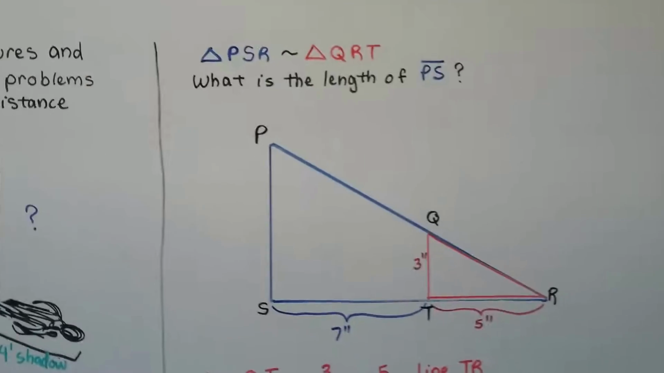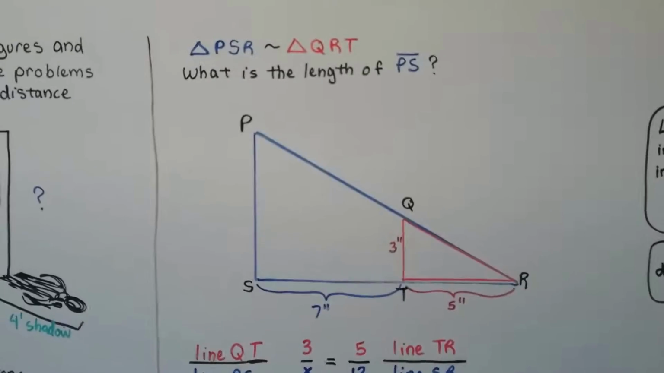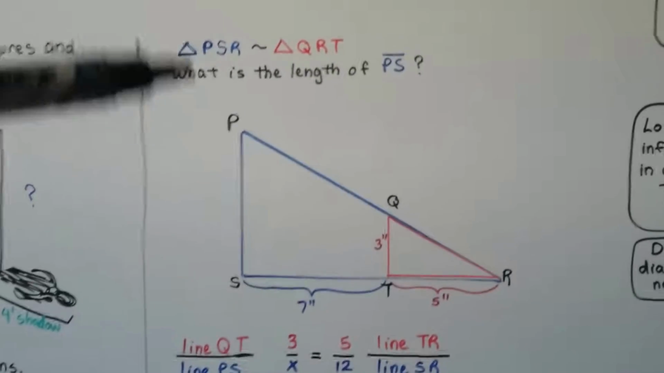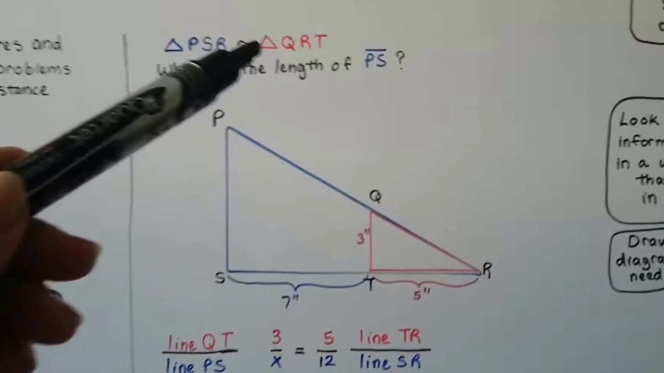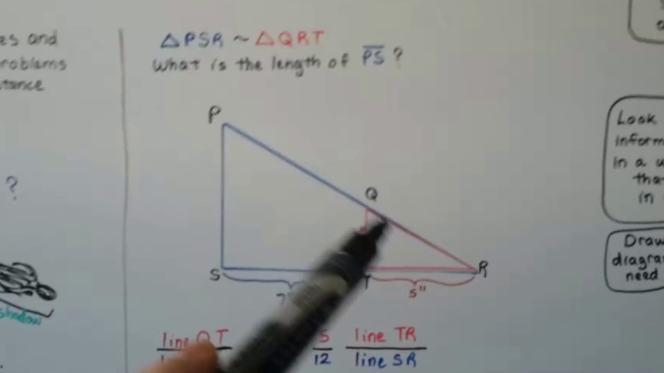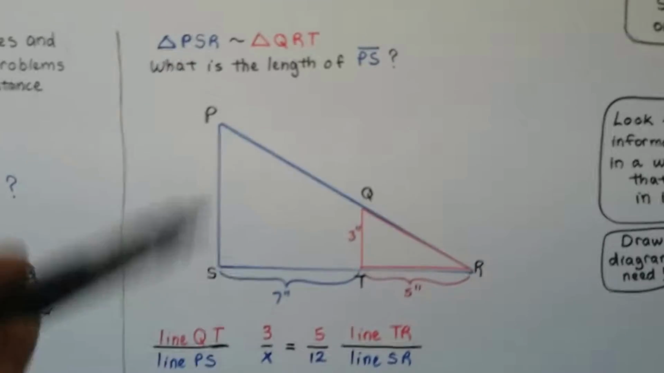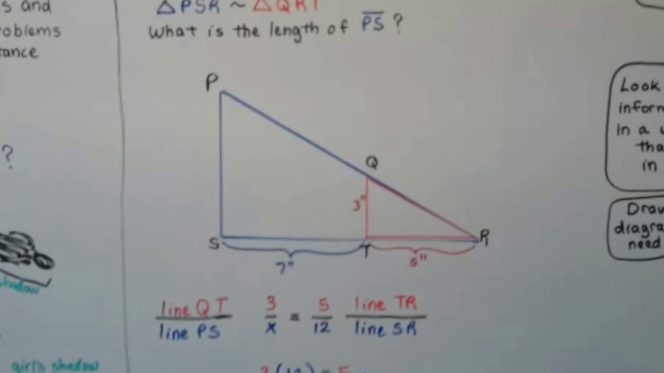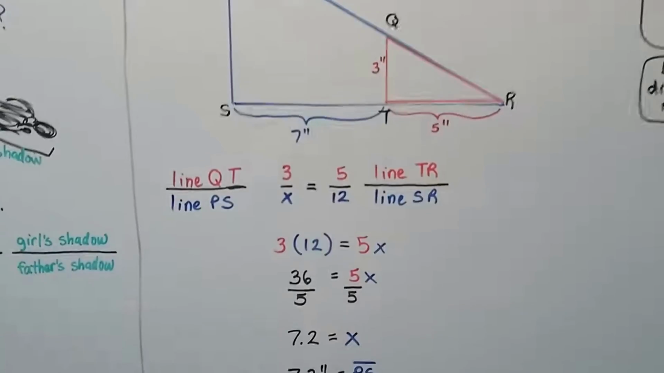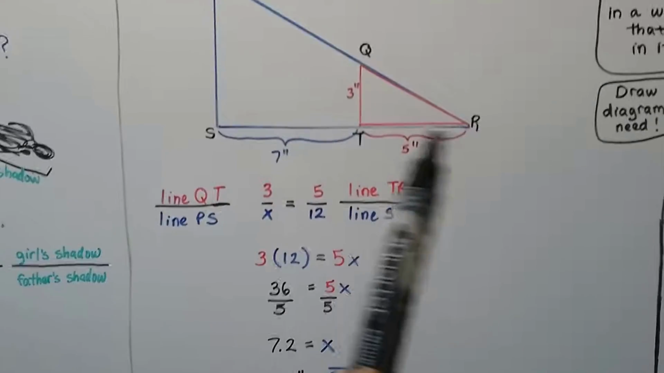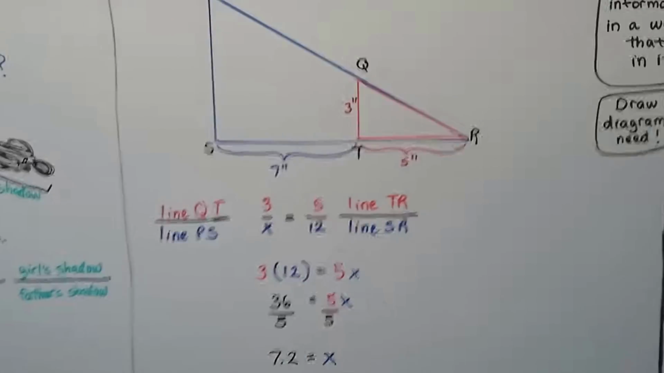Now we have two triangles. We have a big blue triangle with a little red triangle inside of it. And it's telling us that triangle PSR, this big blue triangle, is similar to QRT, this little red one. And it wants to know what the length of PS is. So we take a look at the information that's given. We can see that QT is 3 inches. We can see that this base is 5 inches. And this piece from S to T is 7.